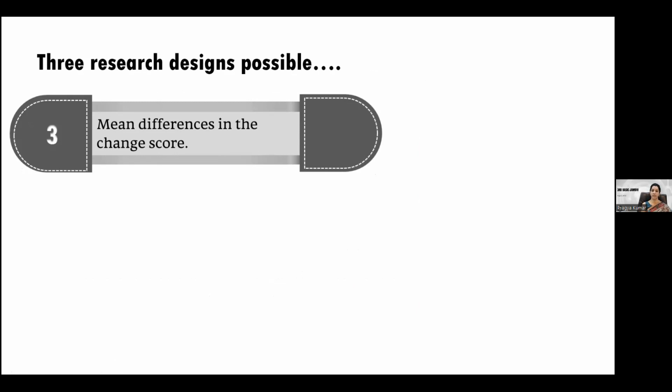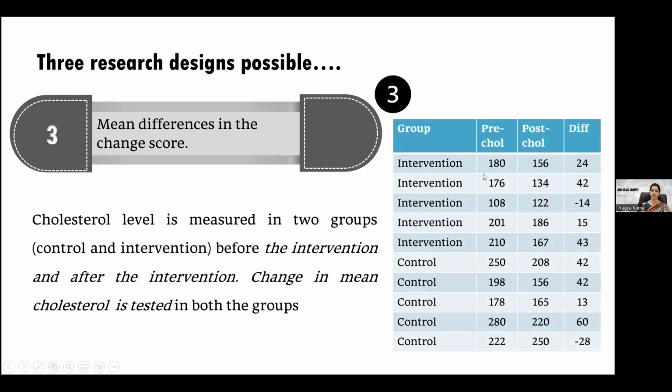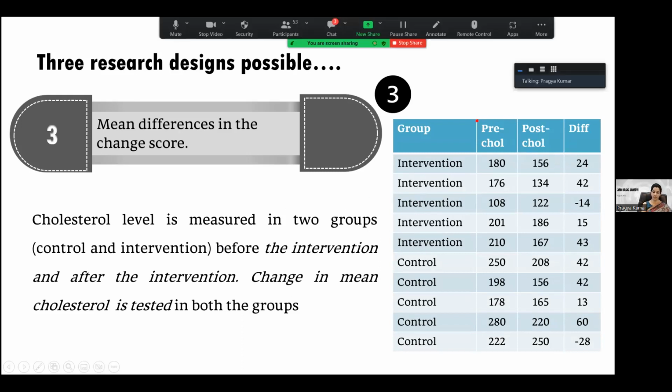And the third type of research design where you can apply this is the mean difference in the change score. In this case, again, there's a randomized control trial and you have given some intervention and you have measured the serum cholesterol level before the intervention and after the intervention. So you have measured this serum cholesterol twice: this is the pre-intervention serum cholesterol and this is the post-intervention serum cholesterol.